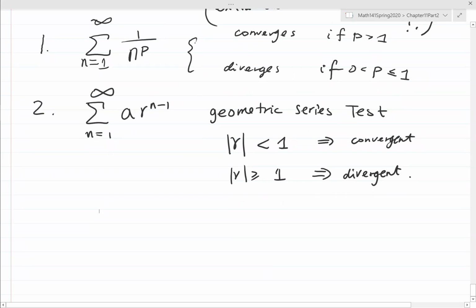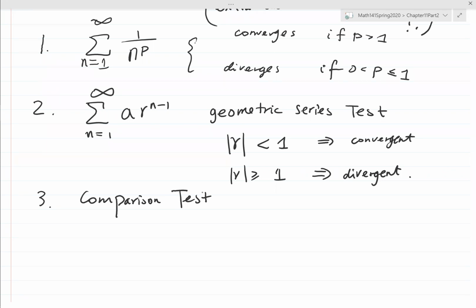Then we have the comparison test. What we usually compare with is the geometric series or the p-series. If a series is smaller than a convergent series, then it converges. If it is greater than a divergent series, then it diverges. So the comparison test usually compares with the p-test and the geometric series test.